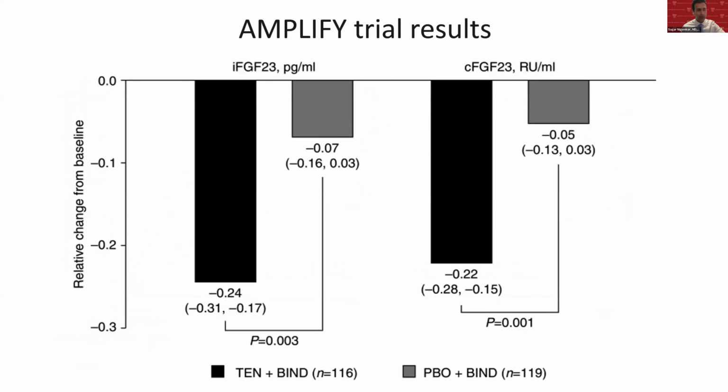Interestingly, the investigators also did look into some of the other novel markers of mineral metabolism, and one of them is shown on this slide, known as FGF23. And again, there is a clear signal supportive of more reduction in the levels of FGF23 in the group that received tenapanor compared to the group that received placebo. Next slide.